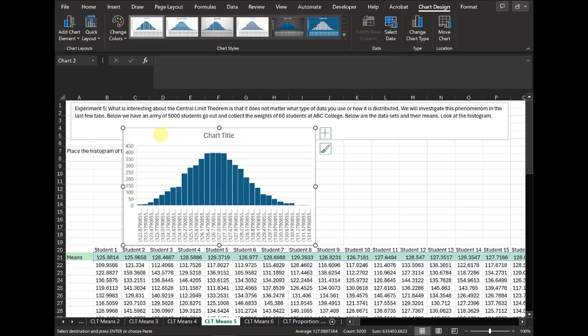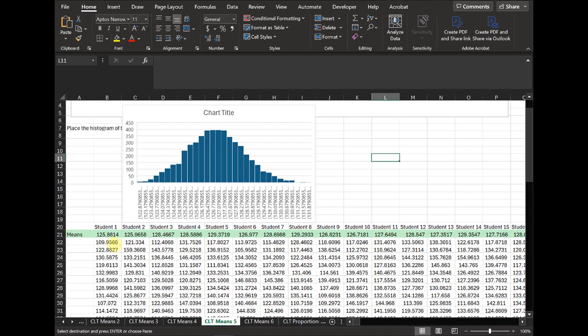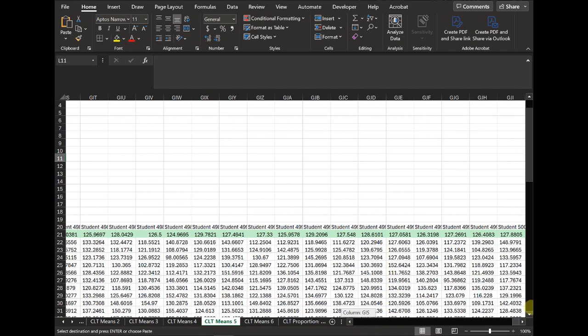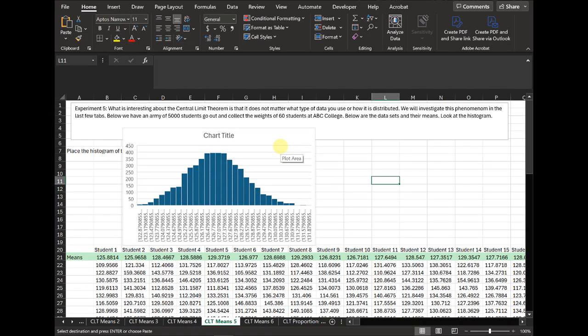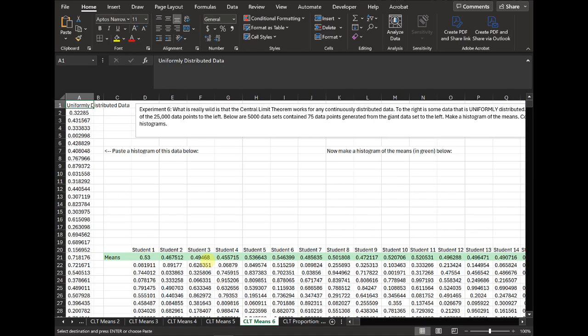It doesn't matter what type of data you use. If you have enough data sets and you take the mean of them, so at this point we had to take 5,000 data sets to get this curve to work out. But when you get to a very large number of data sets, all the same size, and you take the mean of them, the histogram of the means is always going to look normally distributed. So again, this works for any type of data.